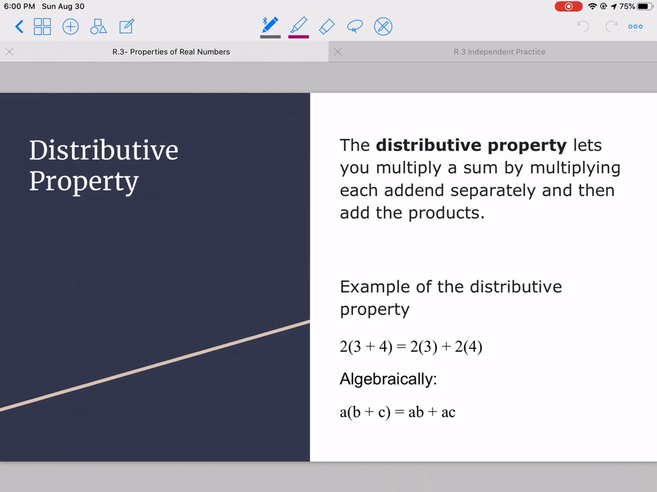All right, distributive property. This is probably the one that you guys are most familiar with. And this, we just have one property for. So it lets you multiply a sum, which means adding, by multiplying each part of it separately and then adding the properties.